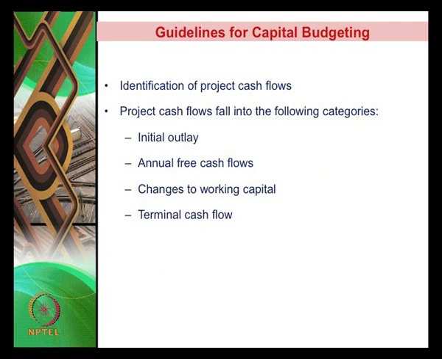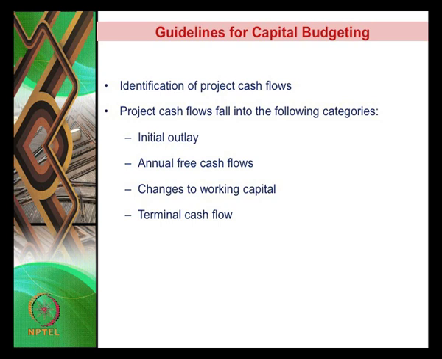And the tax rate that we will assume for our calculation is 34%, and the cost of capital is 15%. So we also discussed the fact that we have to identify the 4 types of project cash flows. We have to identify the initial outlay, we have to identify the annual free cash flows that come from operations, and then we will have to consider the changes to the working capital, and finally we will have to find out the terminal cash flow.